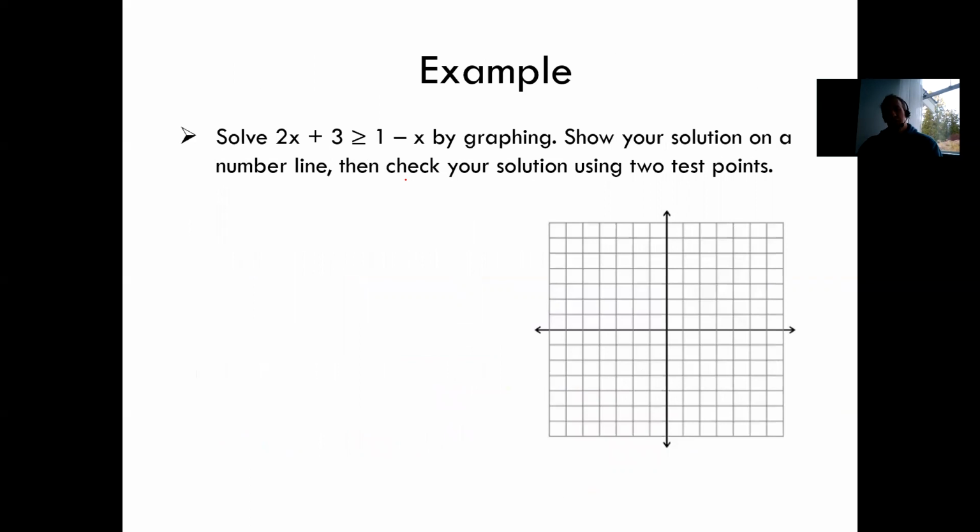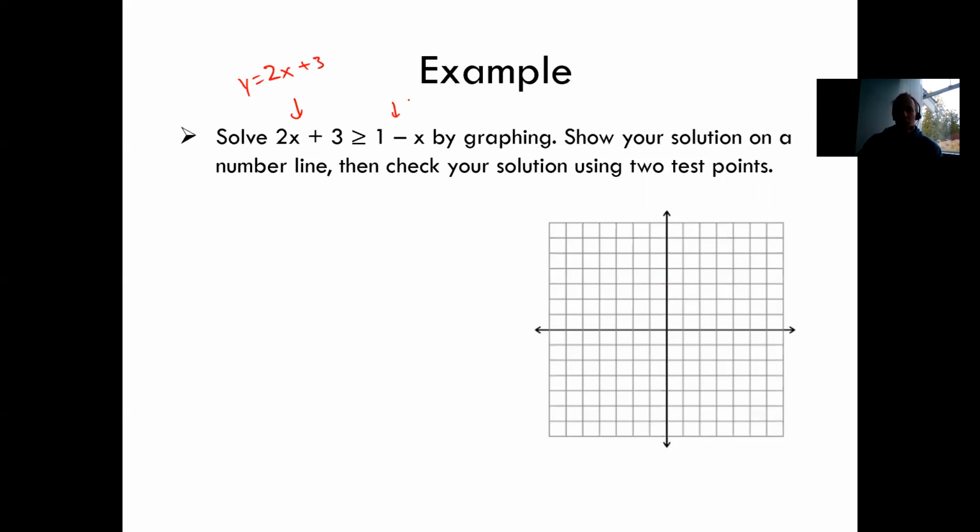Okay, so now let's solve 2x plus 3 is greater than or equal to 1 minus x by graphing, and then we're going to show it on a number line. All right, so let's have a look here. We've got 2x plus 3. One of the reasons we're doing this is as a little refresher. We have to graph y equals 2x plus 3.